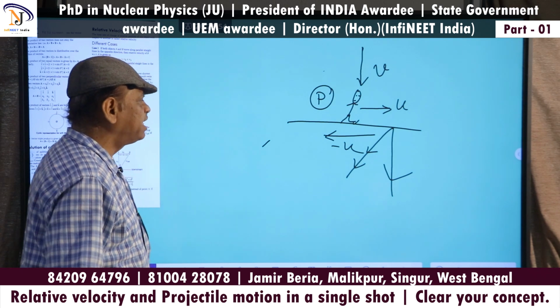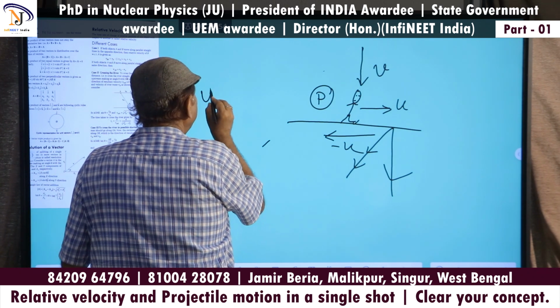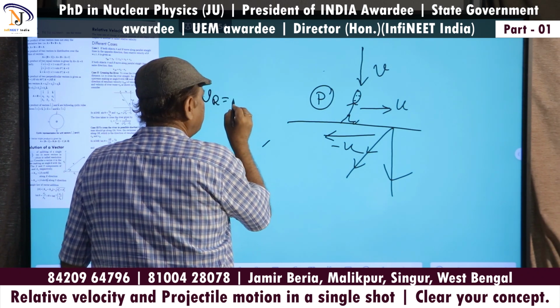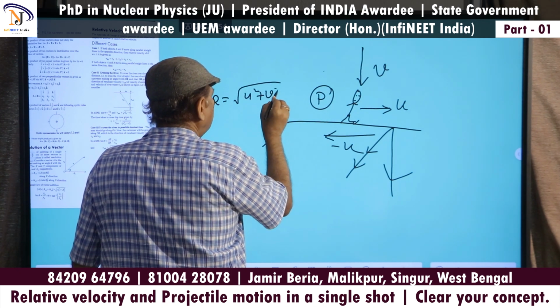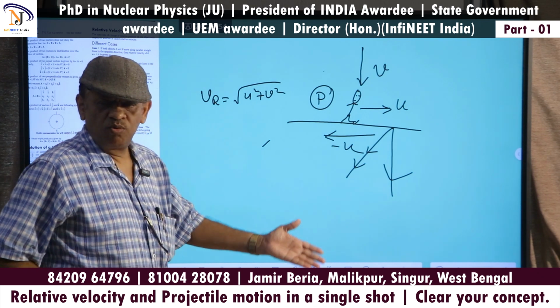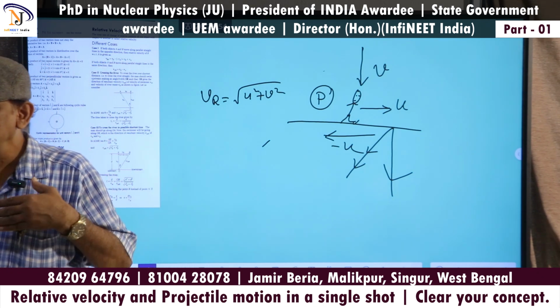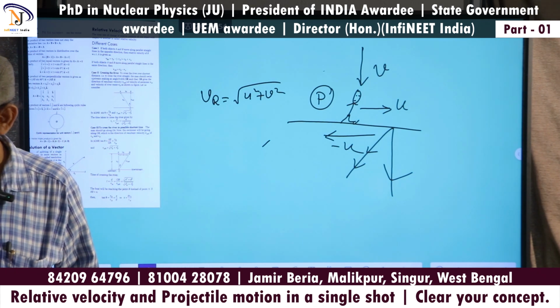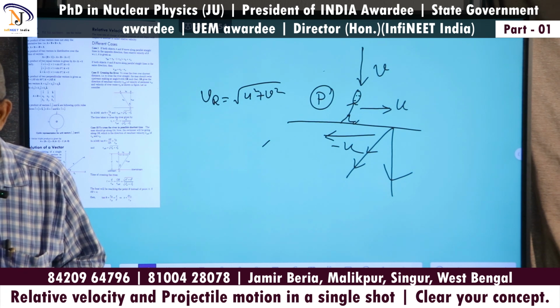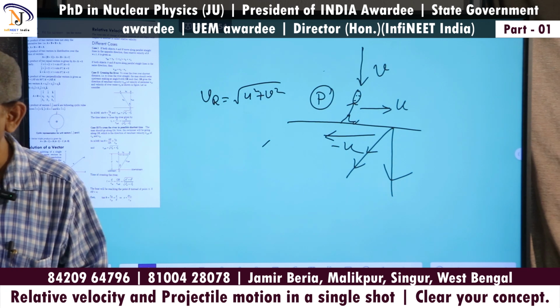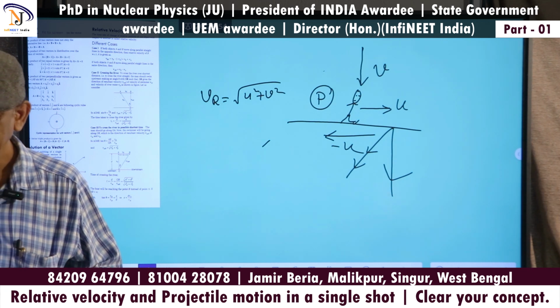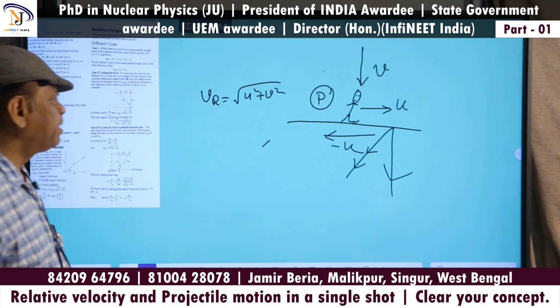Whenever you are finding the resultant, the resultant will be Vr equals root over u square plus v square. No need to take minus. Why have I taken minus? With reference to plus, I have taken minus. Nothing else. But whenever we are going to find the resultant, we do not require to take a negative sign. Am I clear?